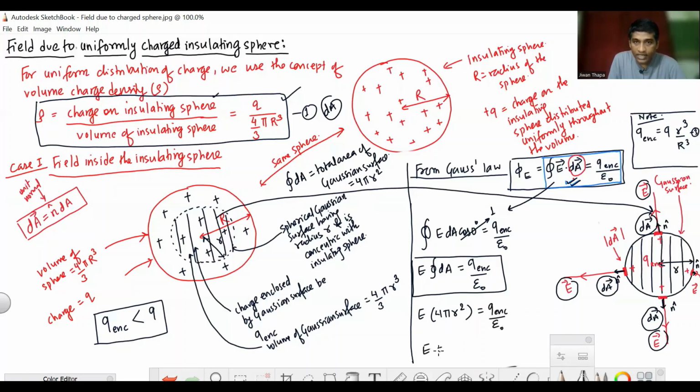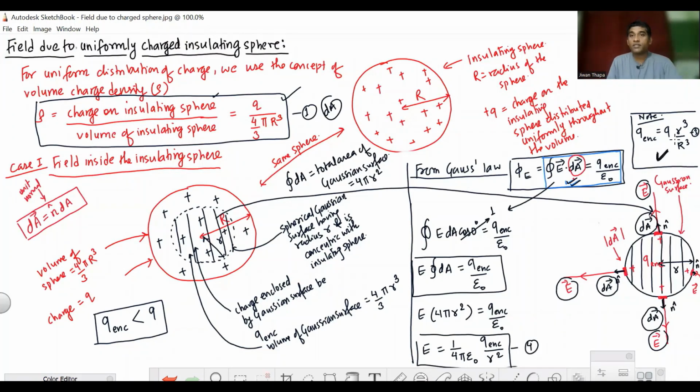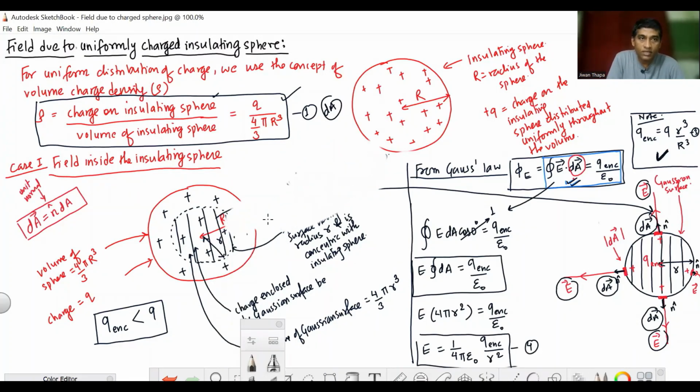So finally we can write electric field E equals, on arranging, 1 by 4 pi epsilon naught, and we have Q enc divided by small r power 2. Let's call it equation 4, because we had derived this expression, which is equation 3. Clear?